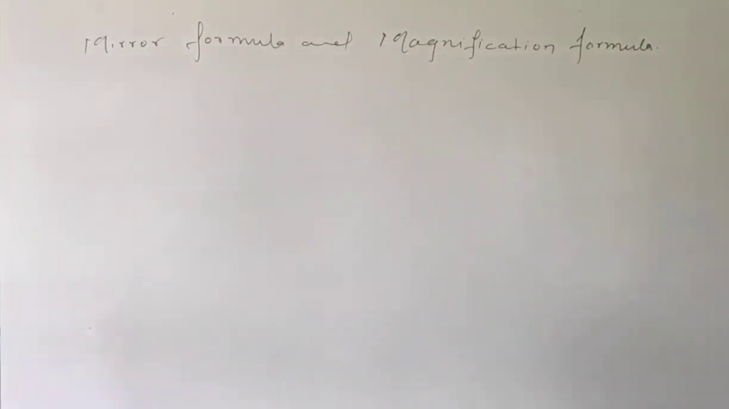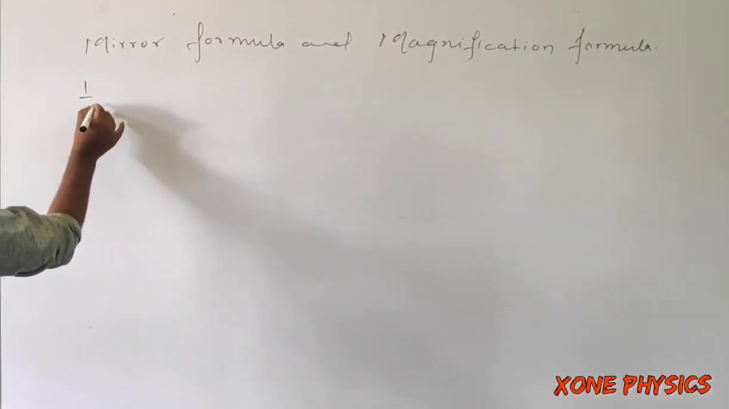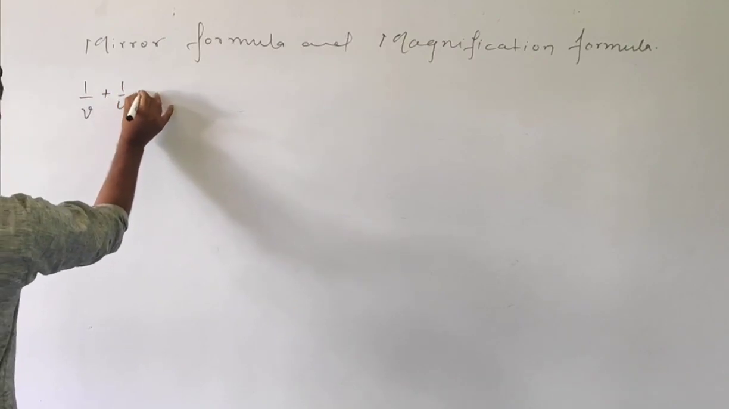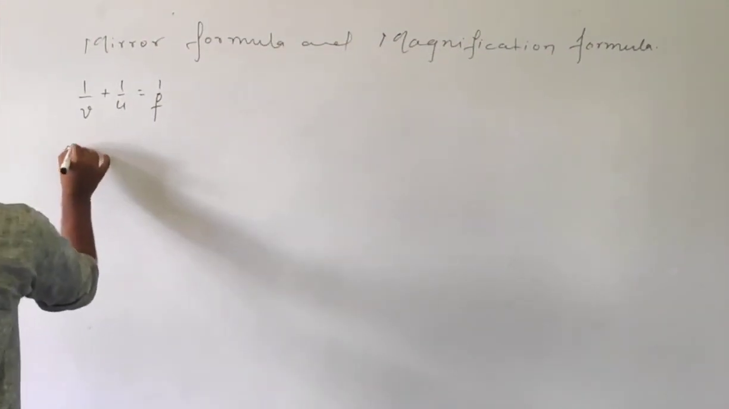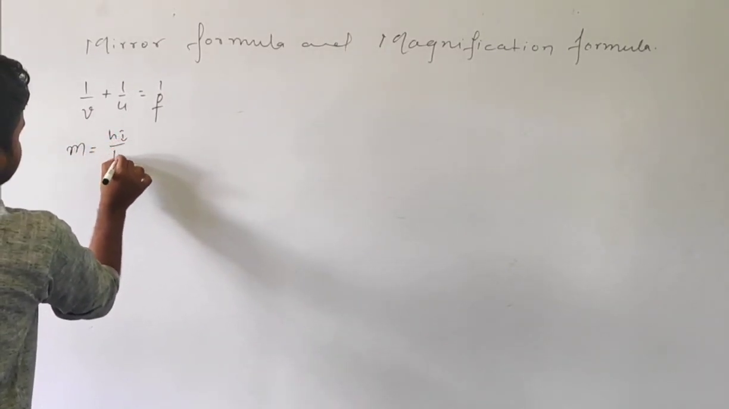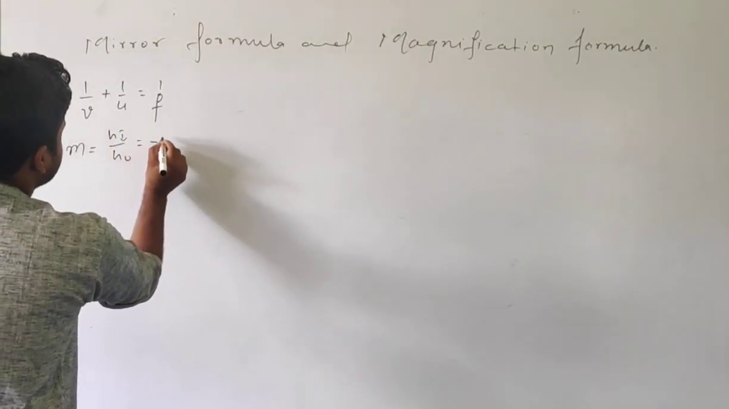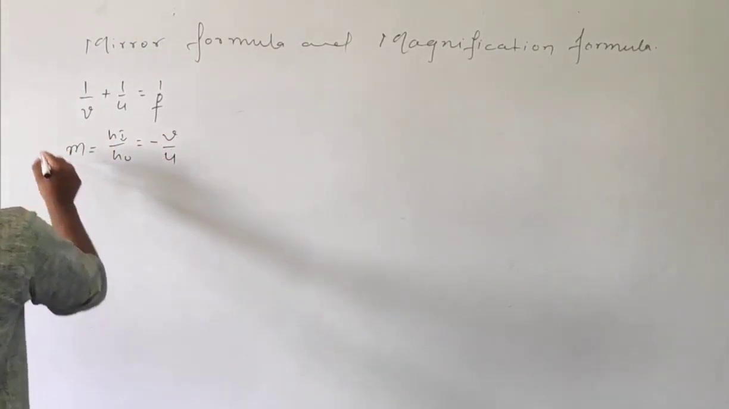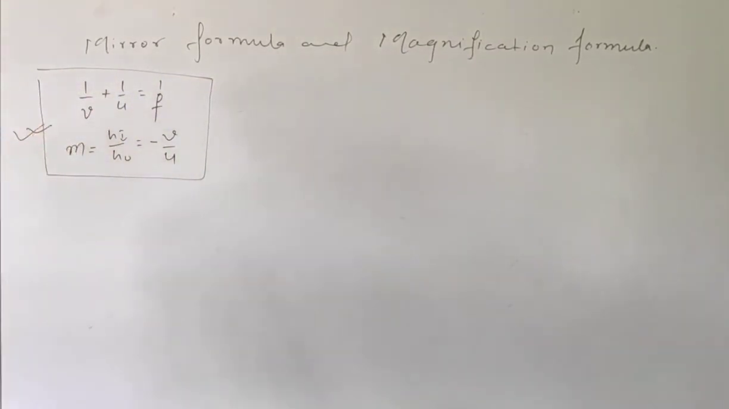Okay students, so today we will discuss mirror formula and magnification formula. What is the mirror formula? 1 by v plus 1 by u equal to 1 by f. And the magnification formula is m equal to hi by h naught, height of image divided by height of object, equal to minus v by u. We are going to discuss the derivation of these formulas.